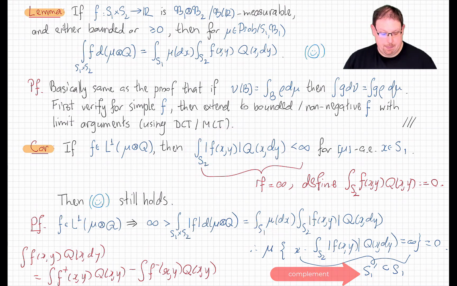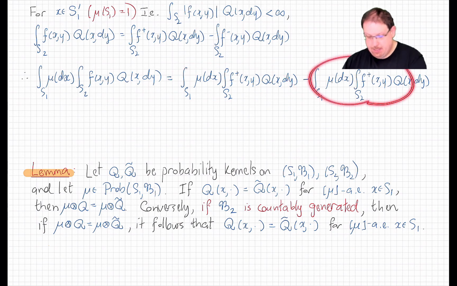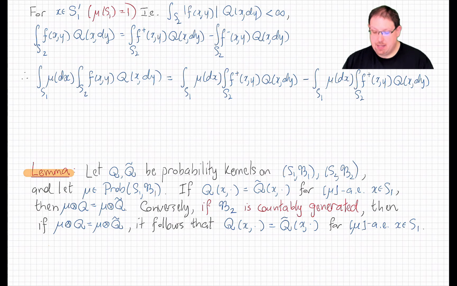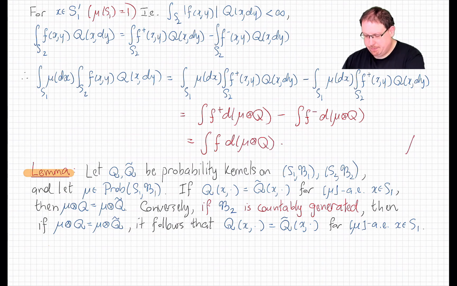So now that we know how to define this integral, that tells us the only way we can define this general integral here, which, respecting the additivity of the measure mu here, is just going to be the integral of the positive part minus the integral of the negative part. And then by the previous lemma, because f plus and f minus are non-negative, this first integral here is exactly the integral of f plus against the product measure, and the second integral is the integral of f minus against the product measure. And of course, that is by definition the integral of f against the product measure, proving the lemma.